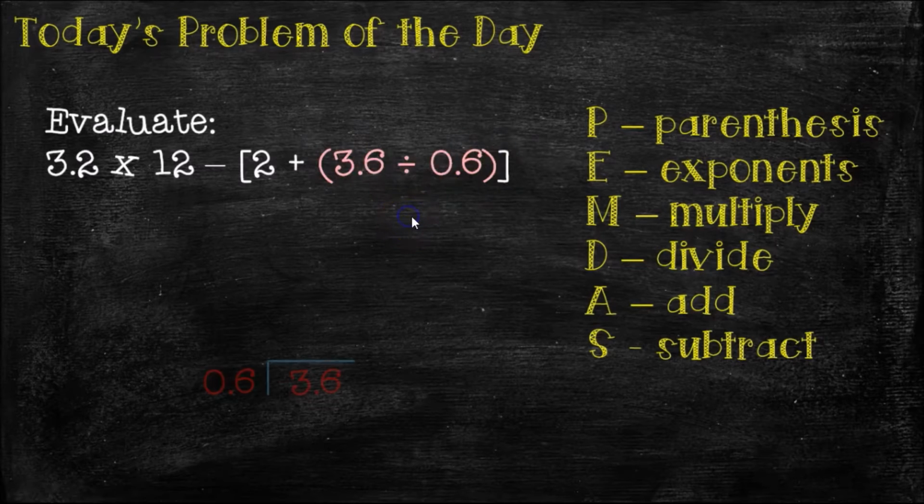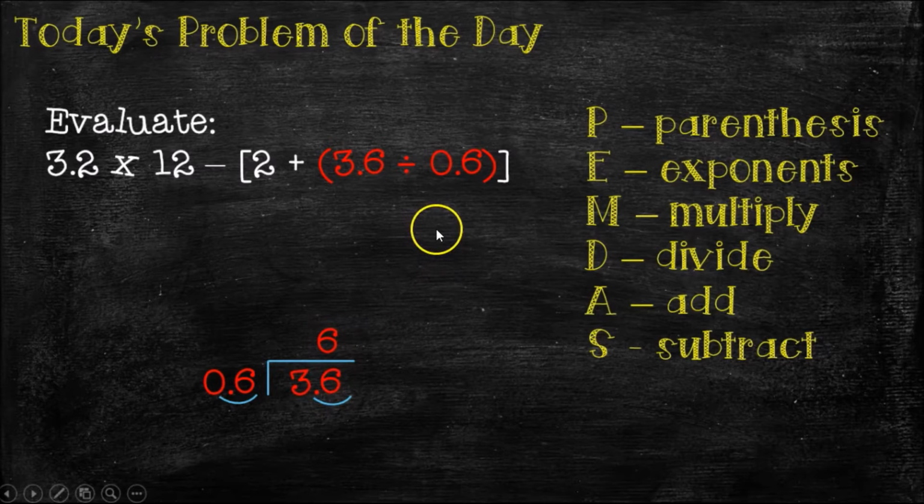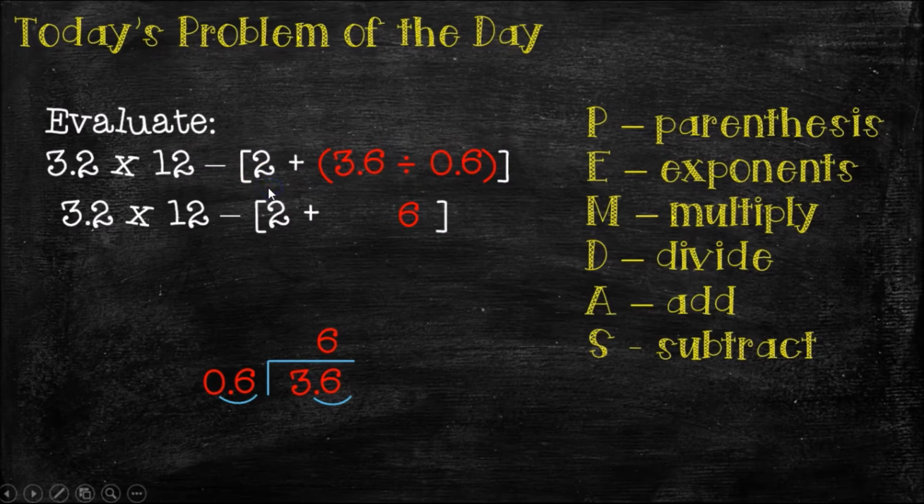So 3 6/10 divided by 6/10. Remember how we divide when we have a decimal in both the divisor and the dividend. We're going to leapfrog over to make it a whole number and do the same thing on the other side. So then we're going to end up with 36 divided by 6, which is 6. So we have now solved this parentheses part, so we can just forget about it, and we're just going to bring the rest of the problem down to evaluate.